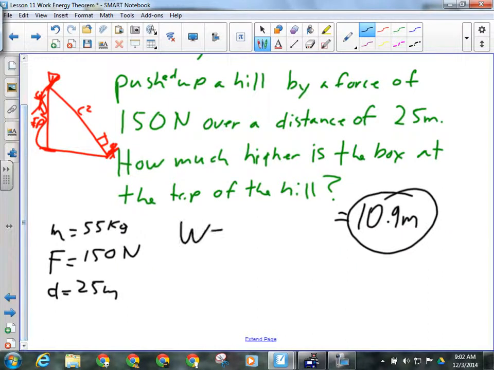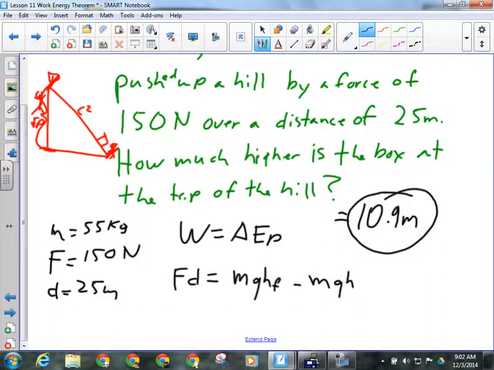Okay, work's the change in potential energy this time. Work is force times distance. Change in potential energy means m times g times h final minus m times g times h initial. If I started at the bottom of the ramp, what was my initial height? 0. So what's m times g times hi? 0. All right, so I can get rid of that. And this simplifies down to FD equals mghf.